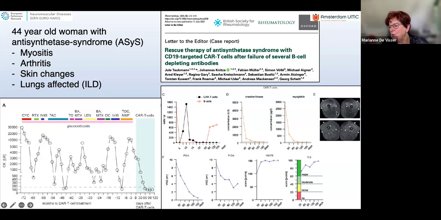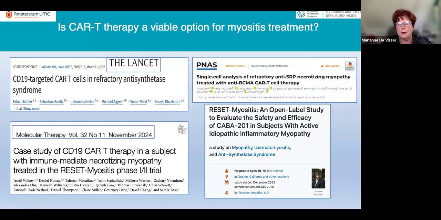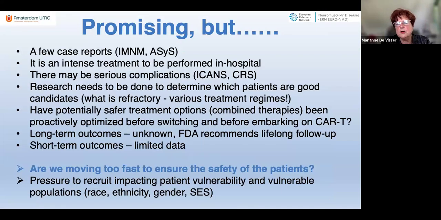Here is an MRI showing resolution of all the inflammatory changes, and also her interstitial lung disease has considerably improved. There are other small case series or case reports, as you can see. A trial, the RESETS myositis trial, has started in patients with various subtypes of idiopathic inflammatory myopathies. So the results look promising, but there are only a few case reports.